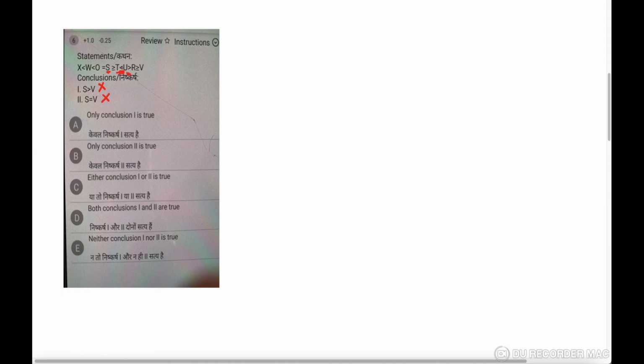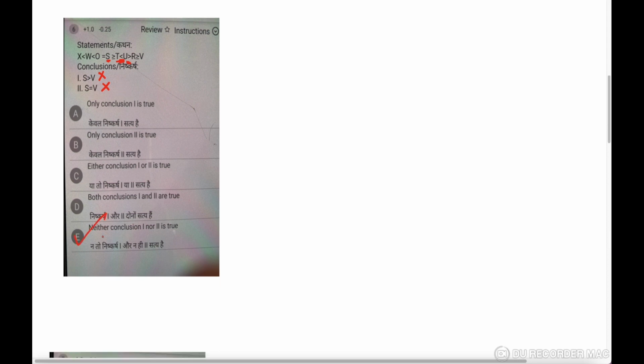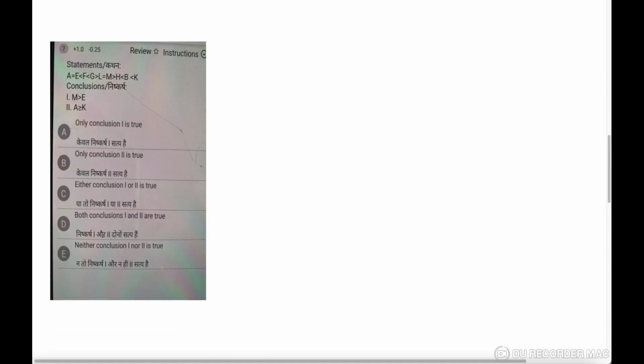Now can we say either? No, either cannot be said, because for either we need all the 3 signs. Okay, so the answer is neither, conclusion 1, not 2. Next, M greater than E, M is here, E is over here. Now here you have a less than symbol, so this is wrong. A greater than equal to K. A is over here, K is over here. A greater than, but here you have a less than symbol.